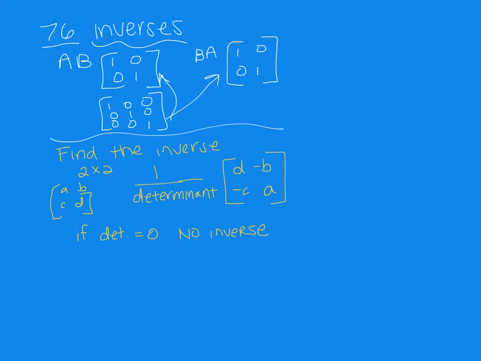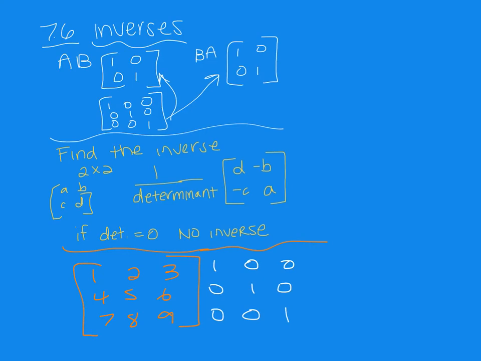And then the 3 by 3 is where you're looking for, so if it's 1, 2, 3, 4, 5, 6, 7, 8, 9, I'm working until I get to 1, 0, 0, 0, 1, 0, 0, 0, 1 by doing my row operations. And then once the left side looks like the right side, whatever's on the right-hand side will now be your inverse.